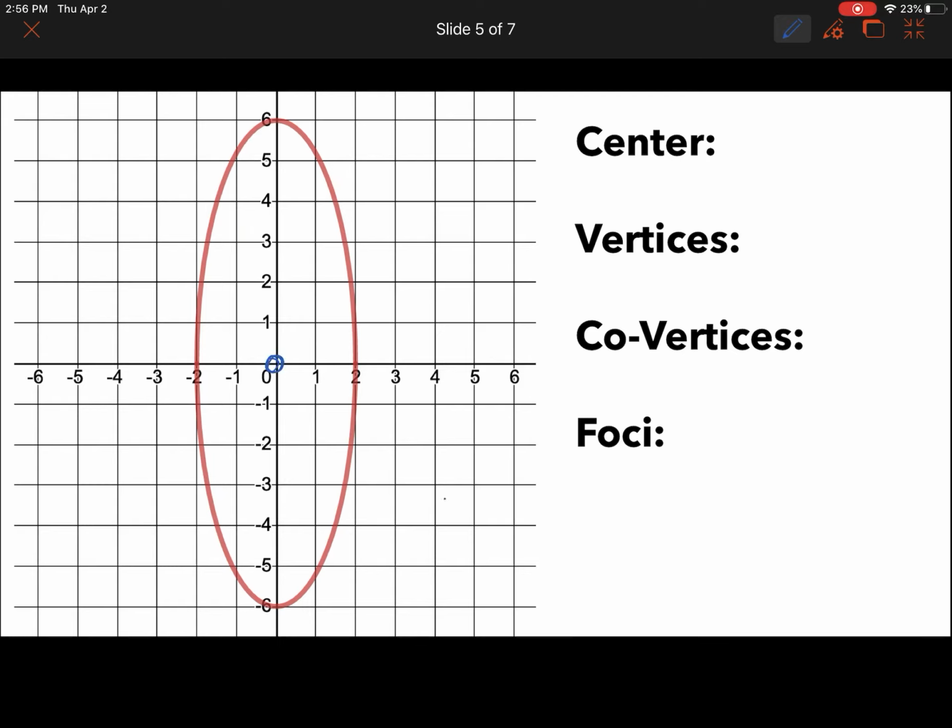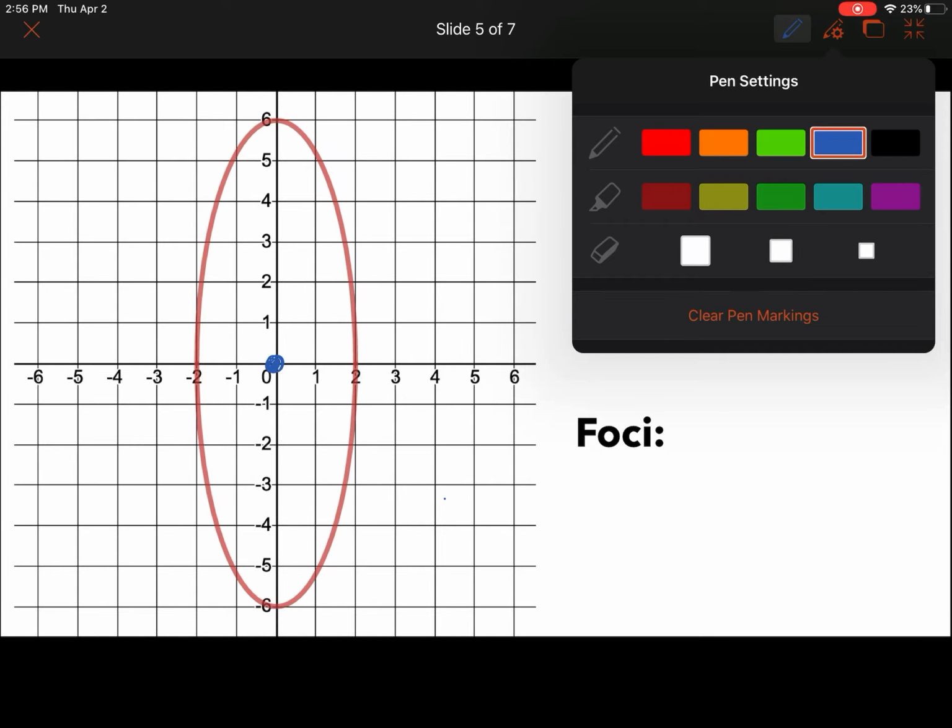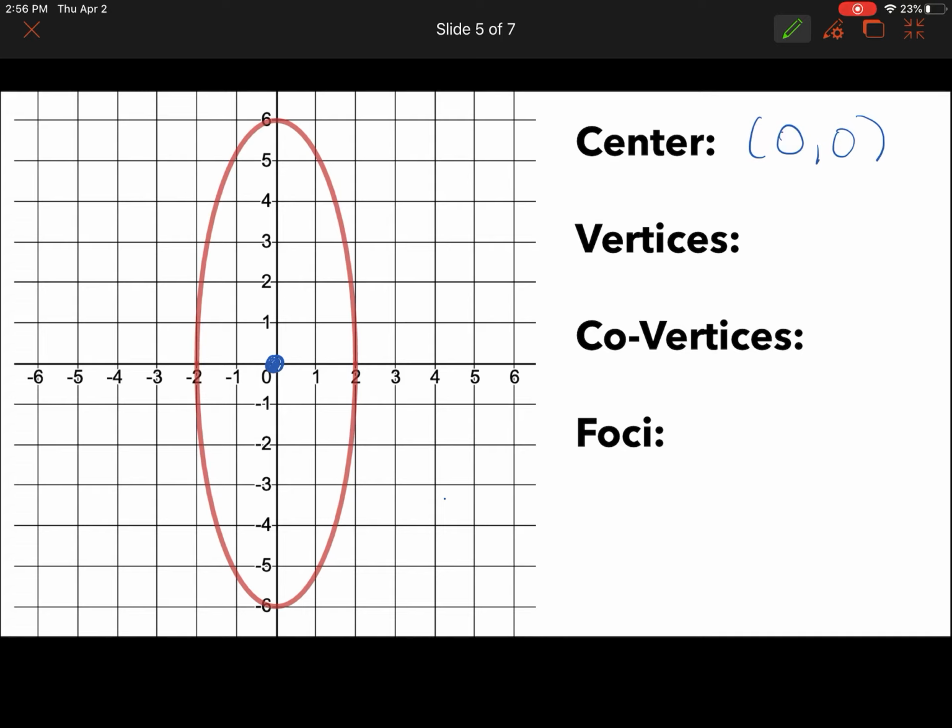Very easy. The center right here is the point 0, 0. Okay? The next thing is going to ask is, what are my vertices? What you have to remember is that your vertices are a part of your major axis. So your vertices are always part of the longest piece of the ellipse. So what that means is, well, it is longer this way, right? Longer this way. So that means that this right here and this right here, these are your vertices.